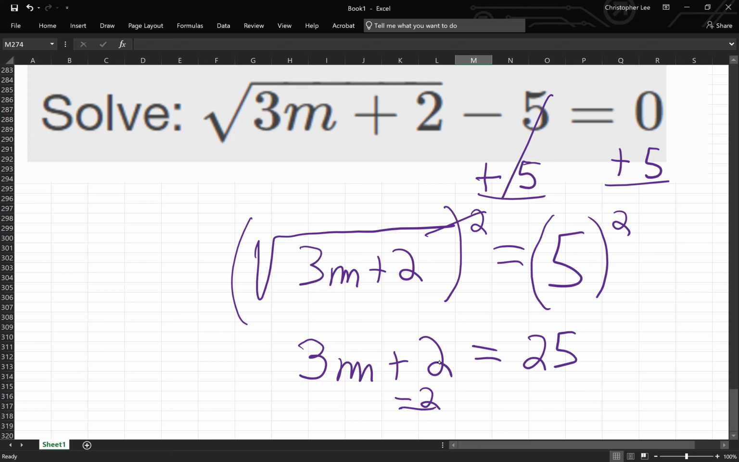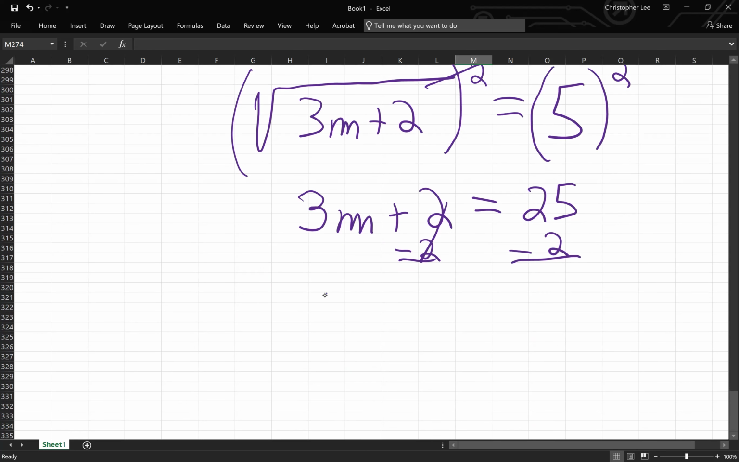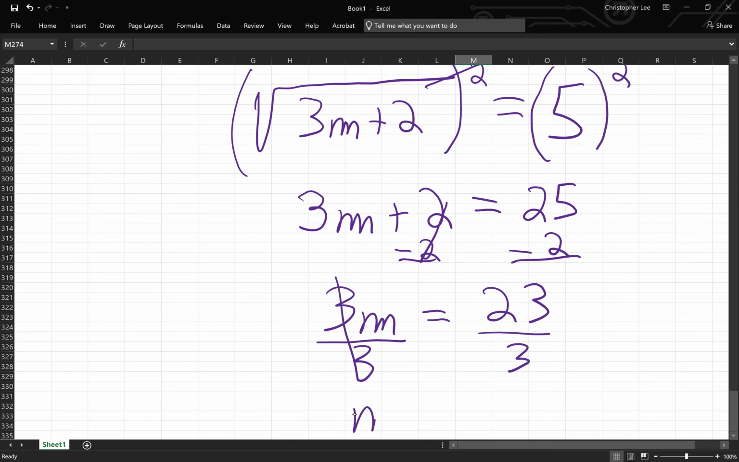Subtract 2 from both sides. What I do to one side, do to the other. So now I have 3m is equal to 23. And what do I do after that? Right, I'm going to divide this by 3. What I do to one side, do to the other. So m is equal to 23 over 3, right?